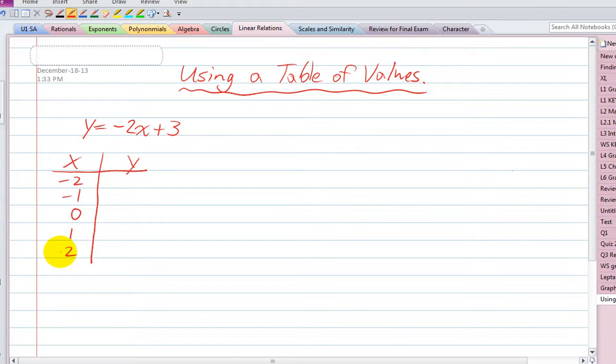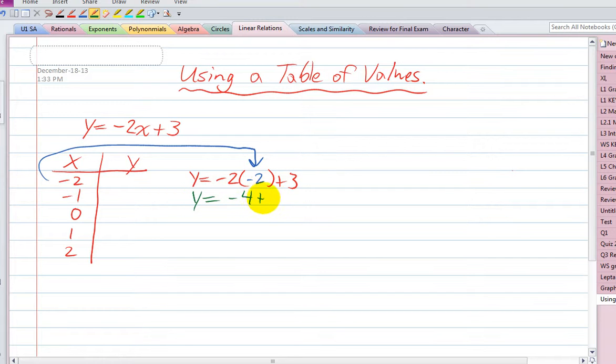Okay. So now you're going to have to do some quick math to figure out the y value. So we get y equals -2 times, and we substitute in for x using brackets, so very important. And we get y equals -4 plus 3, y equals -1. And so that is now our y value, -1. So we take our x value, substitute in, solve for y. Substitute, solve.